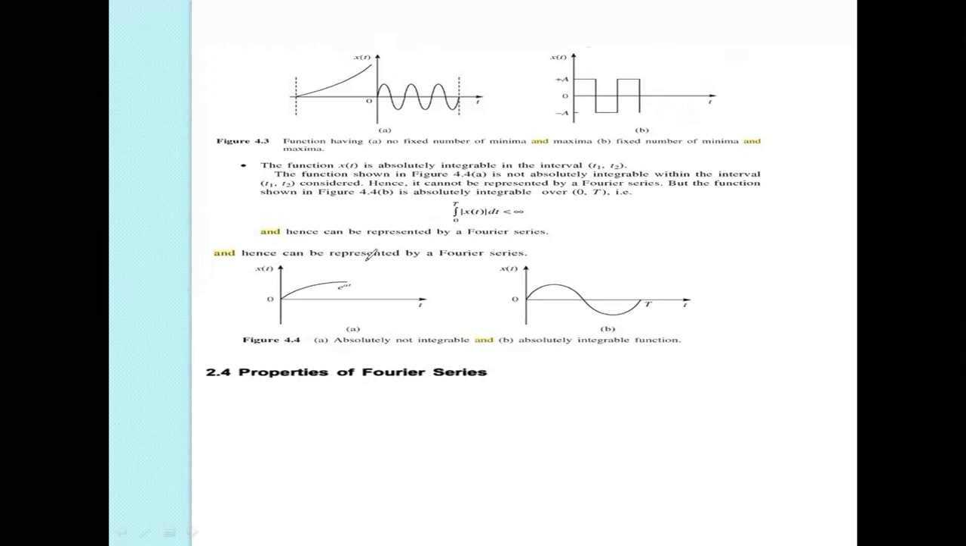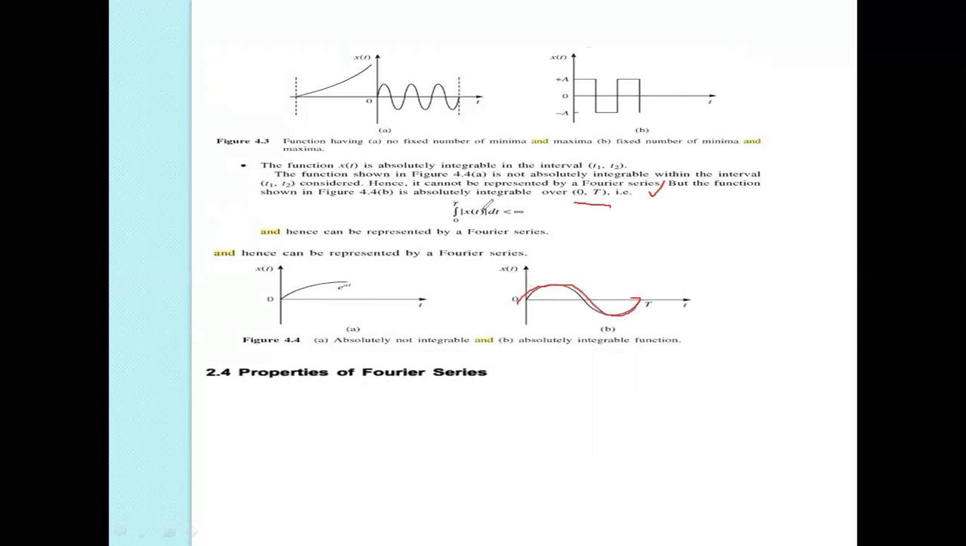And the fourth condition says that the function is absolutely integrable. The function x of t is absolutely integrable within the interval t1 to t2. The figure shows here it is not absolutely integrable within the interval of t1 to t2. So here the exponential function we are taking cannot be represented as a Fourier series, but the function shown in the figure 4.4b is absolutely integrable for the interval of 0 to t.